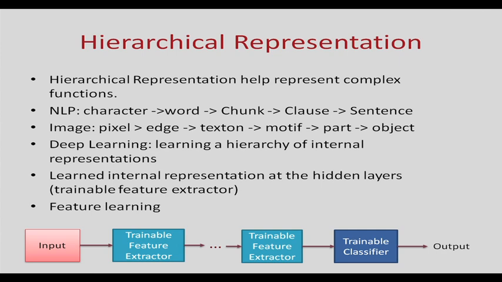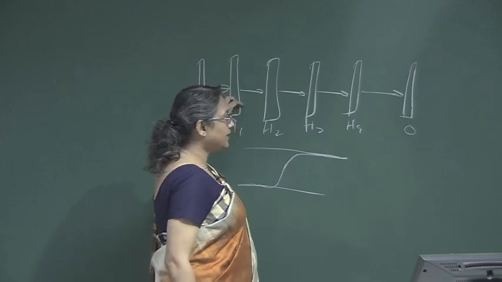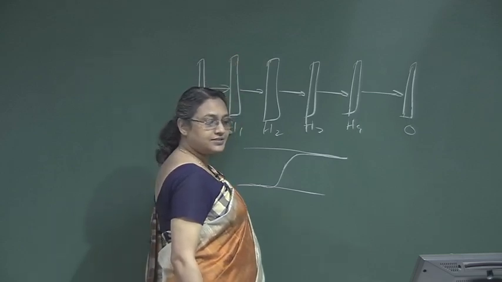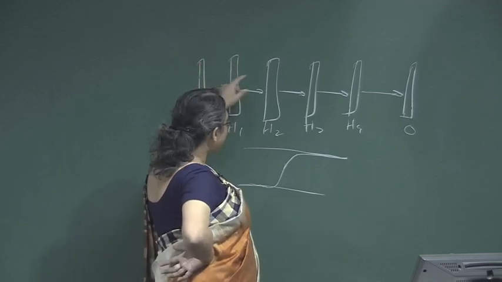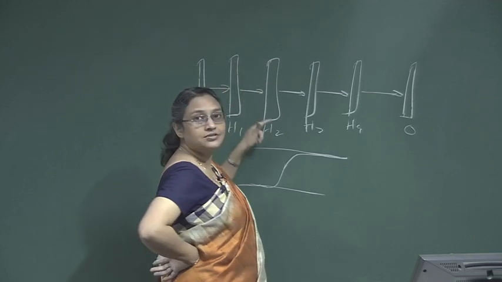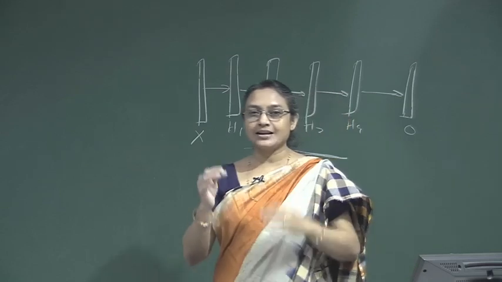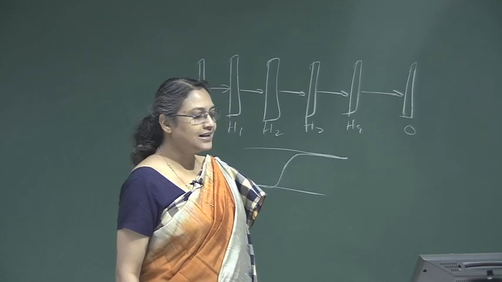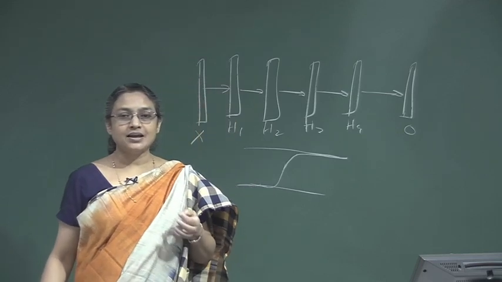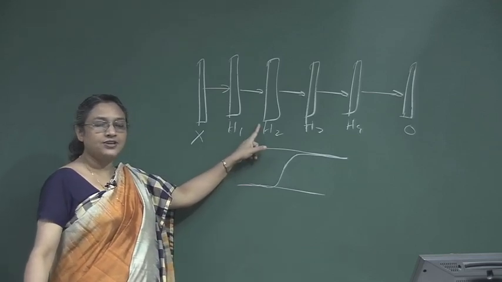So, in deep learning, we are basically learning a hierarchy of internal representation. We can think of the nodes at every hidden layer as representing certain features, right. So, this is the input, these are some low level features, and these features are composed of these low level features. These are further composed, further composed, further composed. So, you have a hierarchy of low level to higher level features, and the learned internal representation can be thought of as features, and we can say that these hidden layers are acting as feature extractors.